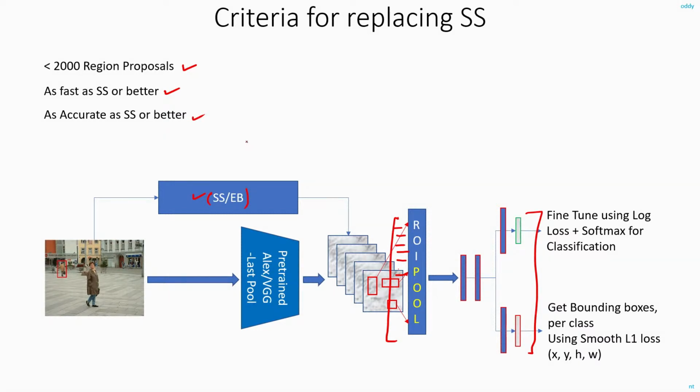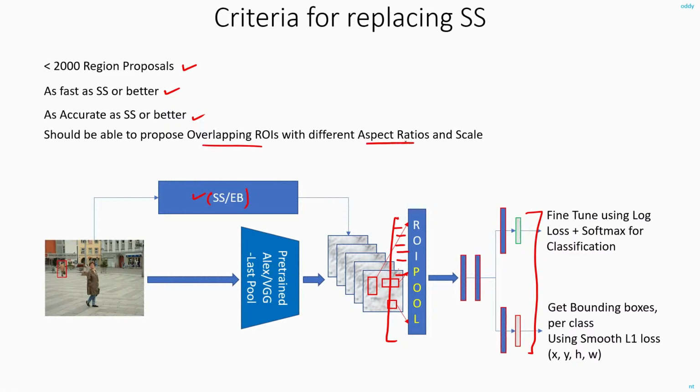And the fourth condition is that it has to give out the region proposals that are similar to whatever a selective search is giving. What do I mean by it has to propose overlapping ROIs with different aspect ratios and scale? Let's look at this point in detail.